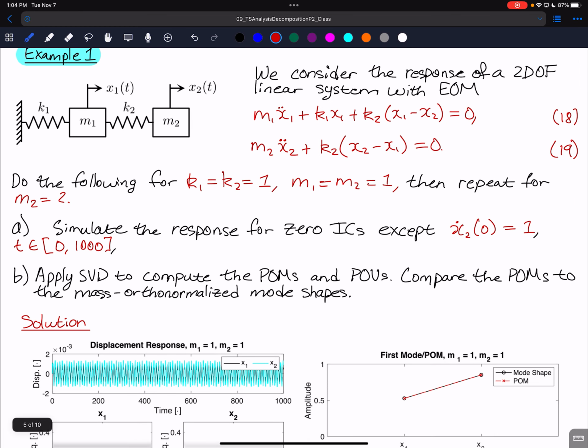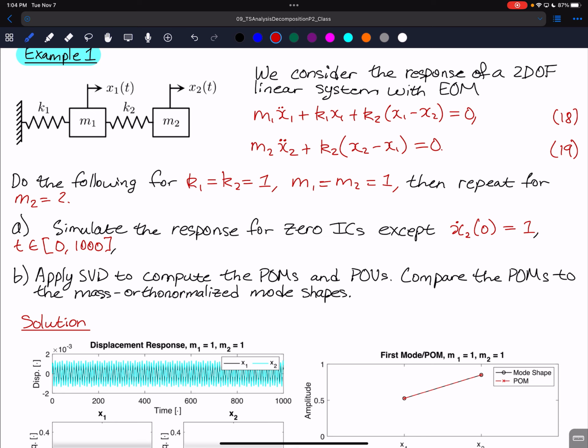Okay, so I just chose to simulate up to a time of 1,000 in this. You could get away with doing up to a time of 100 or something smaller as well, given that there's no damping. I just chose 1,000 because whatever. And also I'm going to simulate for 0 initial conditions except for x2 dot is equal to 1. You can change the initial conditions. This stuff still will work and hold just fine. This is just what I've chosen.